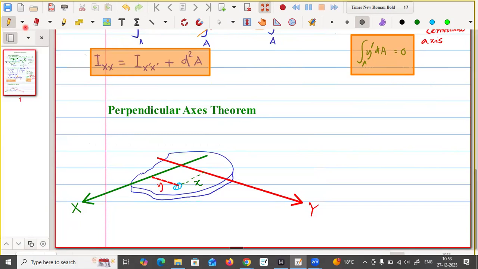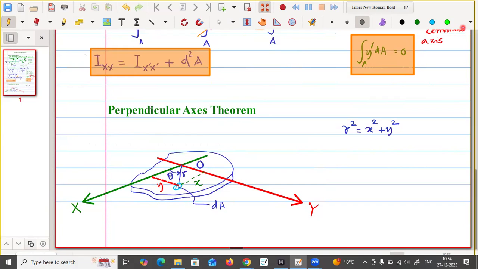Now we can say that this distance is r. This is the origin, where the two axes intersect, so this is O, and the distance of this area dA from the origin is r. Therefore, we can write r square is equal to x square plus y square. That is the polar distance, you can say. And you can also measure a circumferential angle.